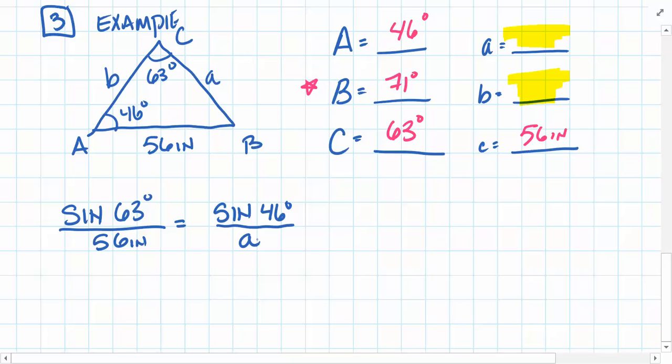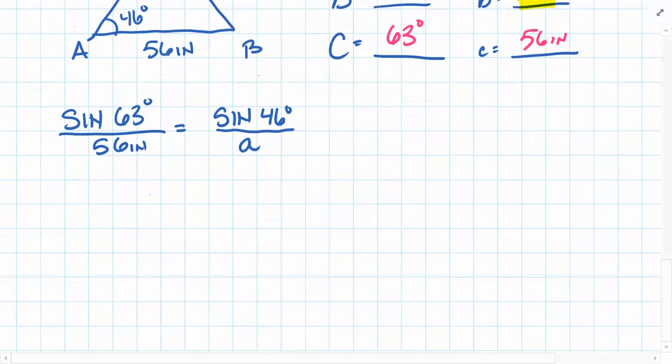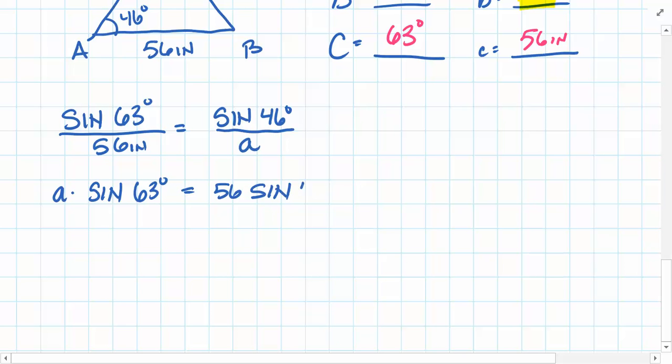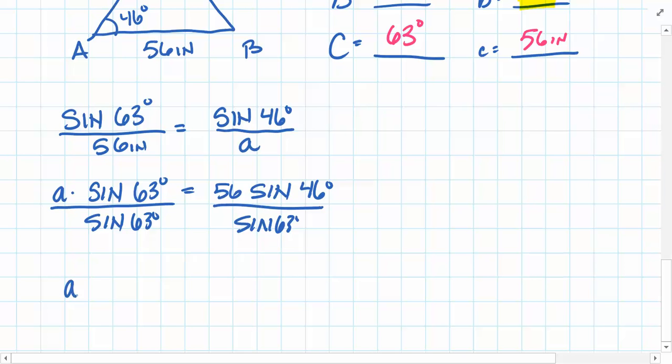Now I have a proportion, right? I have two ratios set equal to each other, right? So all I have to do is solve this little proportion. No big deal. So therefore, how about this? If I do cross product here, I'm going to get that a times the sine of 63 degrees has to be 56 times the sine of 46 degrees. Therefore, now I'm going to divide both sides by the sine of 63. So I'm going to get A is equal to, when I plug this into my calculator, why would you divide both sides? Because I want to solve for A, don't I? So I'm going to divide both sides by that. Have it cancel out.